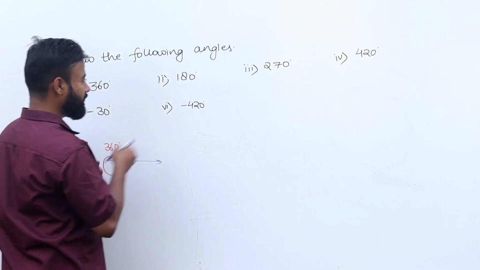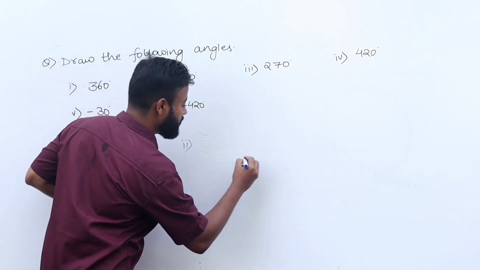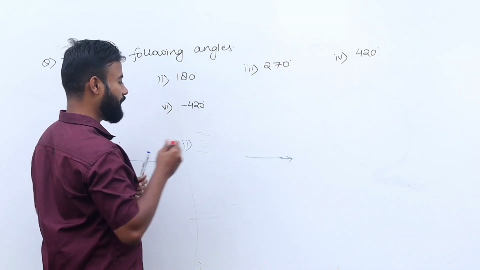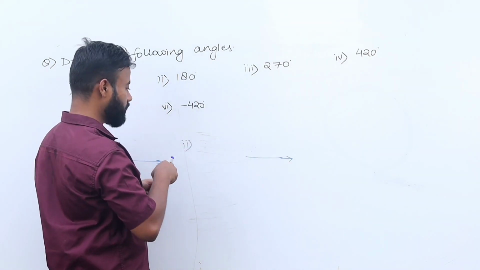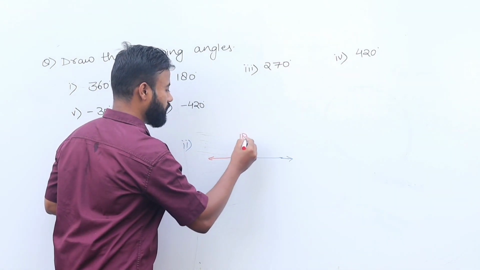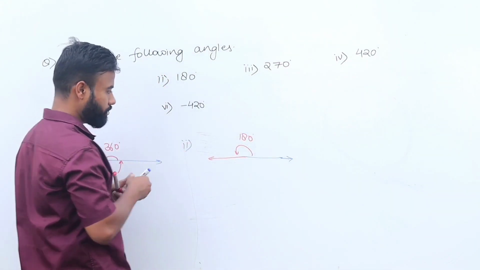For the second question, the angle is 180 degree. Initially, we will be making a ray. Now we will be rotating it such that the final position of the ray is this, and the angle turned is 180 degree.